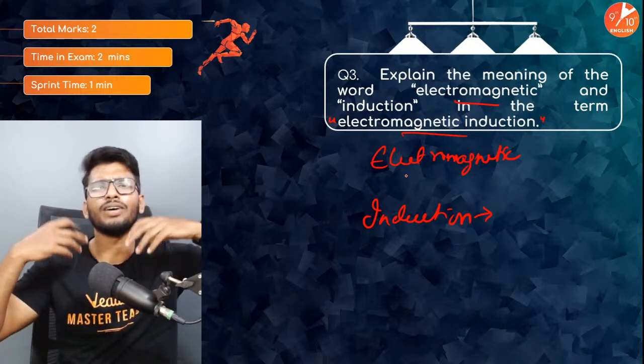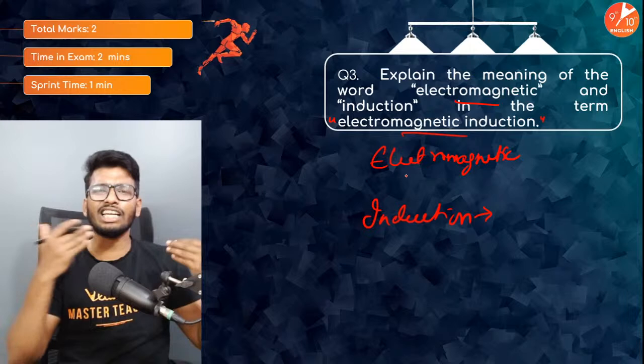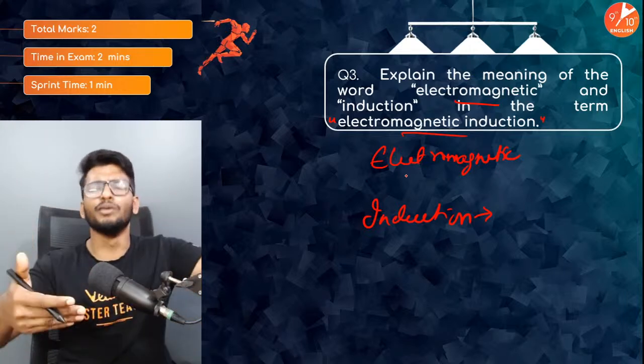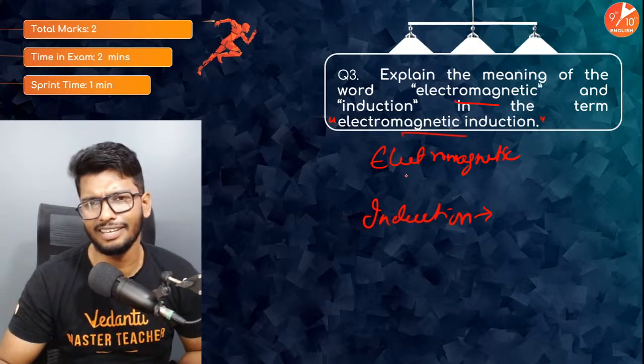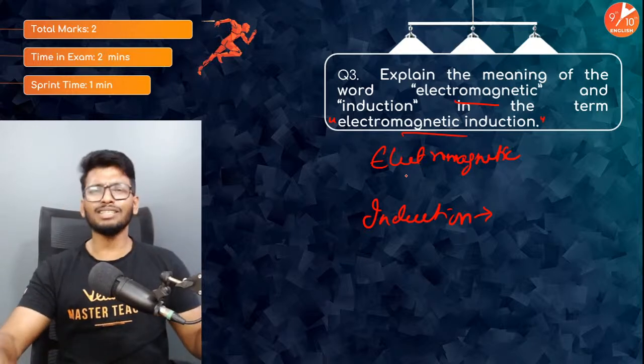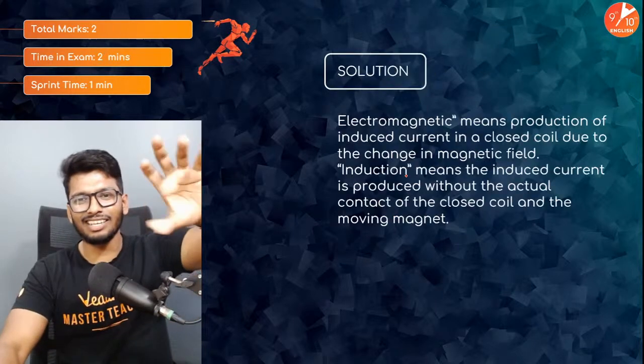It is nothing but when a moving magnetic field is linked to a conductor, there is a current induced in it. That is what is called electromagnetic induction. All right, simple question, but again, it's a twisted way of asking the same question.